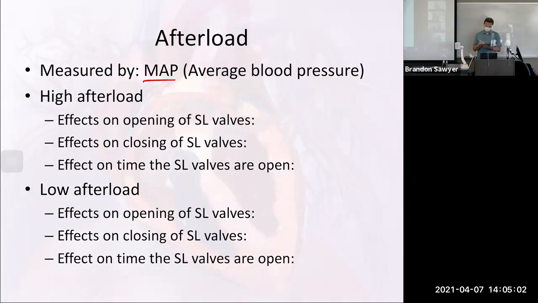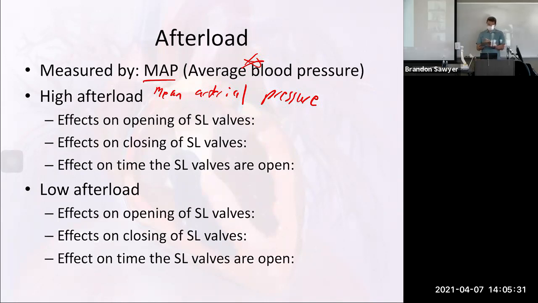And this MAP is mean arterial pressure. Okay, and it's really like an average blood pressure. It's not the same as our systolic, it's not the same as our diastolic. It's an average of those two over time. That gives us a good idea of how much pressure is on the other side of that aortic valve at all times.